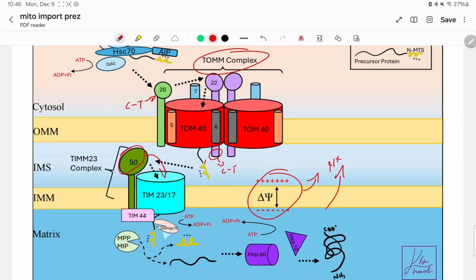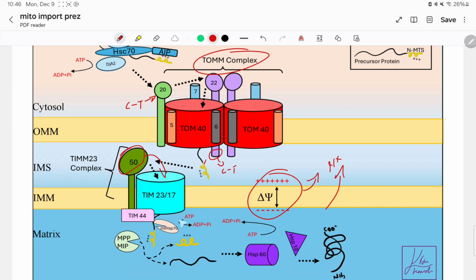Once this protein comes through, TIM44 recruits mitochondrial HSP70. Okay? And when it's bound, it has an ATP attached to it. But when it unbinds, it hydrolyzes that ATP into ADP and an inorganic phosphate. Okay? That is when it's going to go through that Brownian mechanism. Remember we said there were two mechanisms.